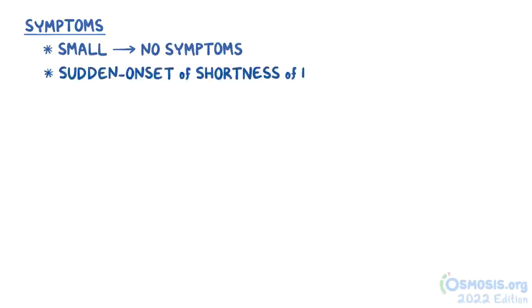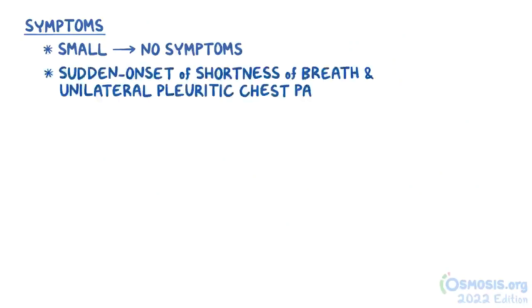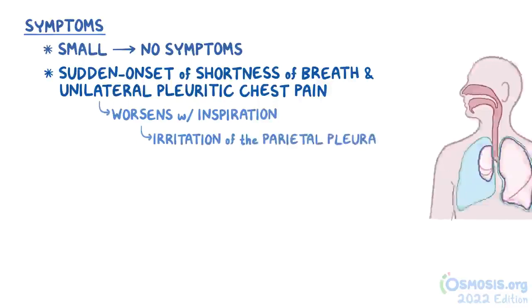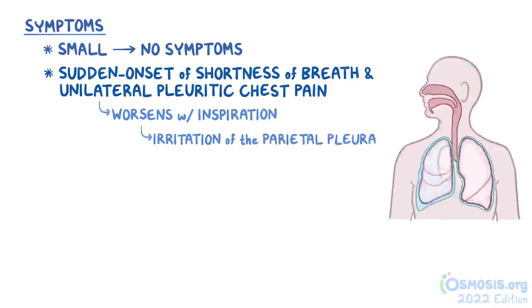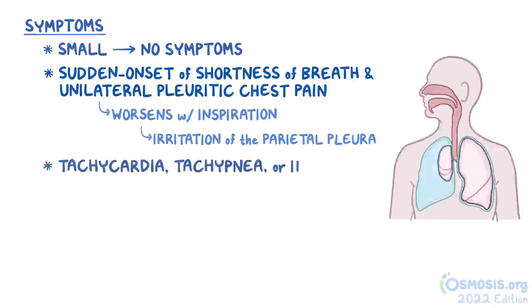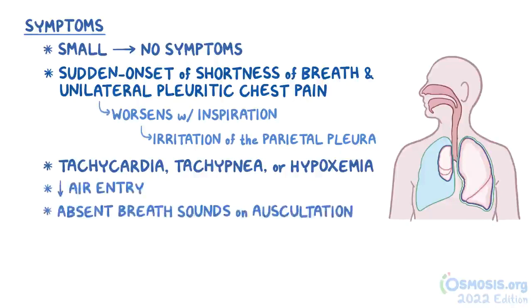In terms of symptoms, a small pneumothorax may cause no symptoms, but typically a pneumothorax causes a sudden onset of shortness of breath and unilateral pleuritic chest pain, which is a sharp, knife-like pain that worsens with inspiration due to irritation of the parietal pleura by the expanding lung. It also typically causes tachycardia, tachypnea, or hypoxemia. Examination of the chest reveals decreased air entry or absent breath sounds on auscultation, and hyperresonance on percussion of the affected area.